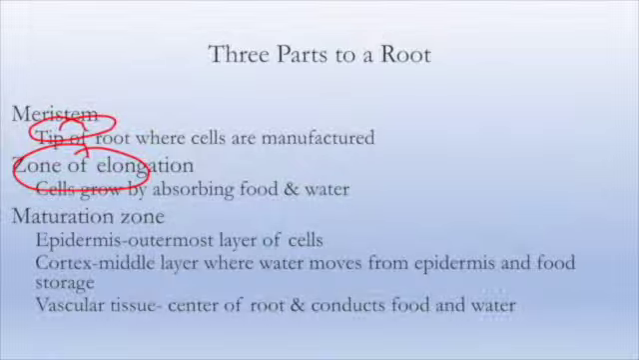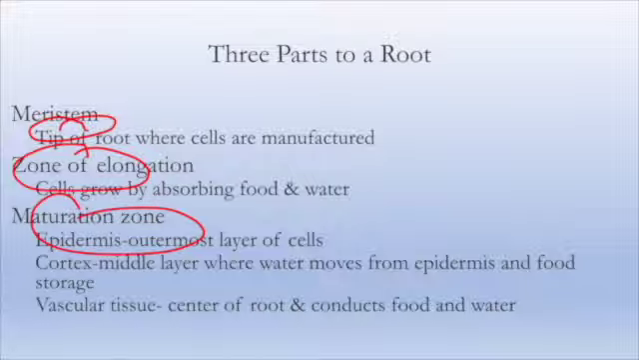It absorbs water and food, and the cells swell up and grow in width, and that forces the width of the root, and it forces the meristem to go deeper into the soil. And then there's the maturation zone, which is the outermost layer of cells on a root.